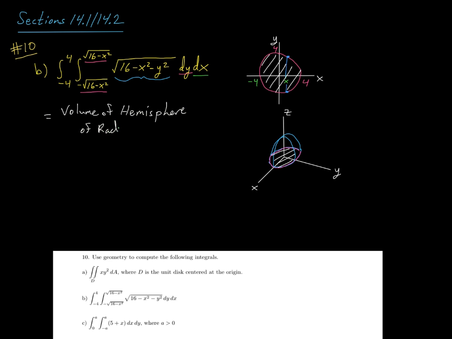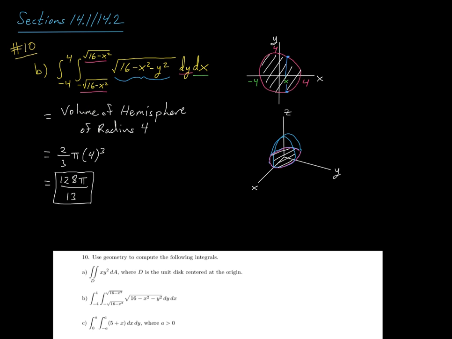Of radius 4. And so how do you compute the volume of a sphere? Well, it's 4/3 pi r cubed, so a hemisphere would be 2/3 pi r cubed. And that's, what, this would be 64 times 2, which is 128 pi over 3. Okay, so there we go, right? Nice geometric solution. This again would be pretty difficult, pretty messy to actually compute as an iterated integral.